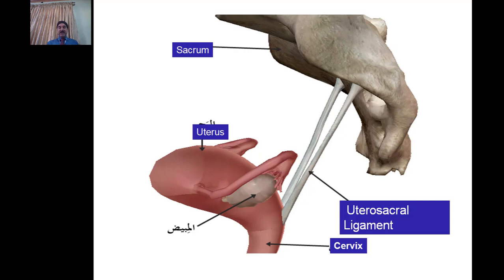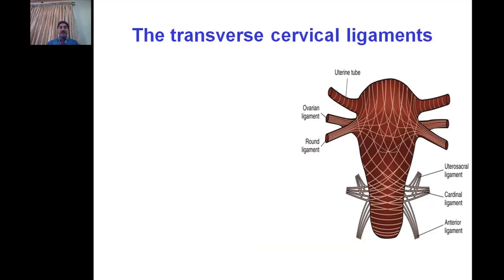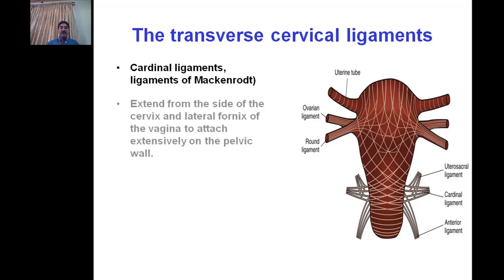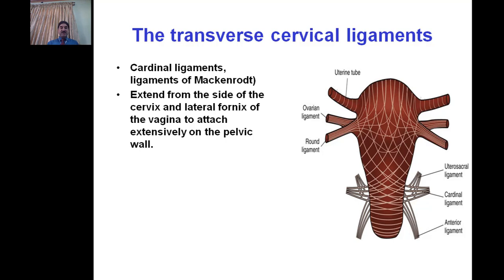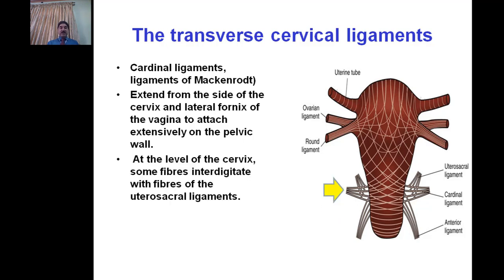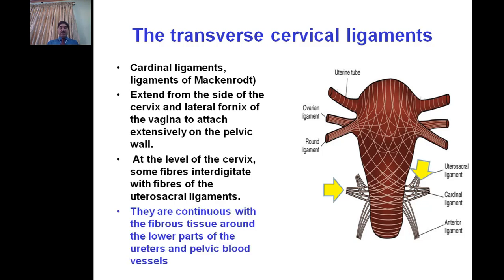Transverse cervical ligaments, also called cardinal ligaments or ligaments of Mackenrodt, extend from the side of the cervix and lateral fornix of the vagina to attach extensively on the pelvic wall. As shown in this diagram, at the level of cervix, some fibers interdigitate with the fibers of uterosacral ligament. They are continuous with the fibrous tissue around the lower parts of the ureters and pelvic blood vessels. As shown in this diagram, they extend from the cervix to the lateral pelvic wall.